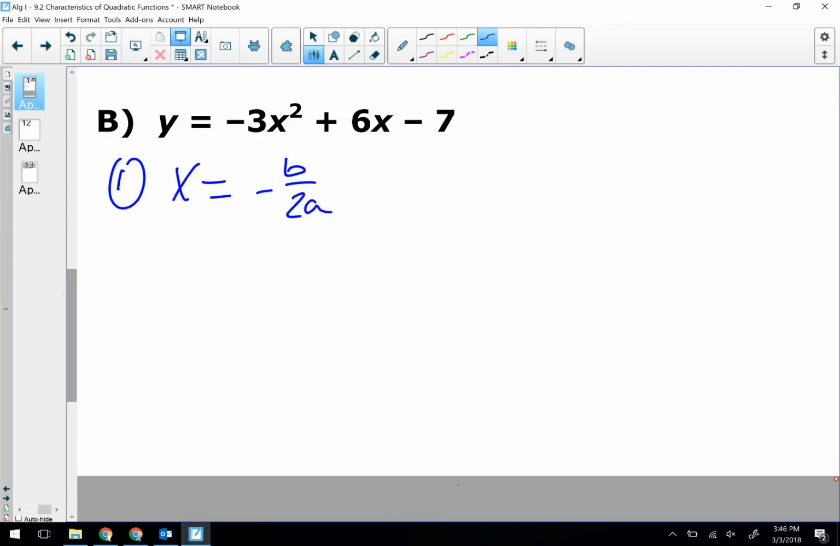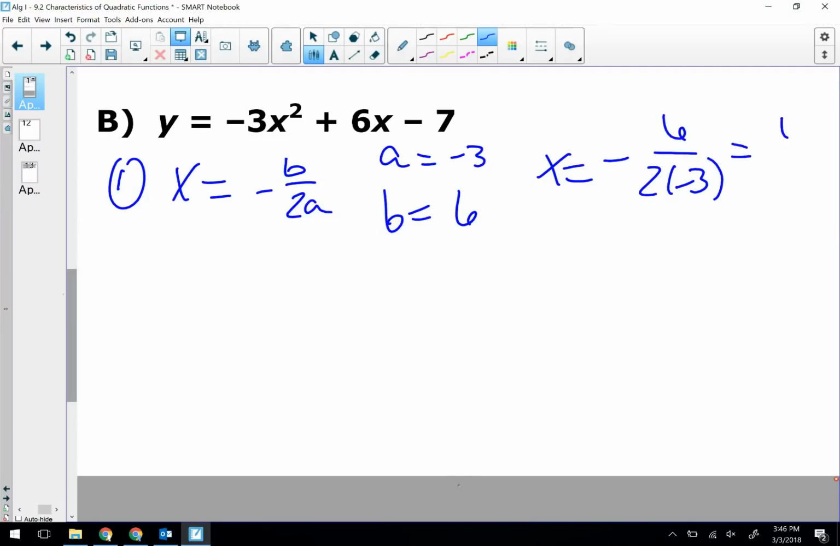Step 2, plug it in. Step 3, write it as an ordered pair. This time I'm not giving a graph, but that's okay. A is negative 3, B is 6. So x equals negative 6 over 2 times negative 3. That's 6 over negative 6, and it's negative in front. Negatives canceling out, x equals 1.